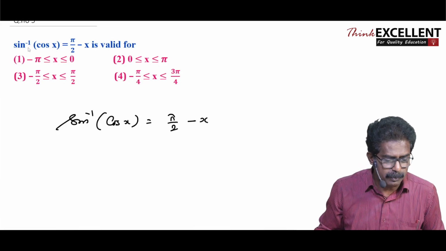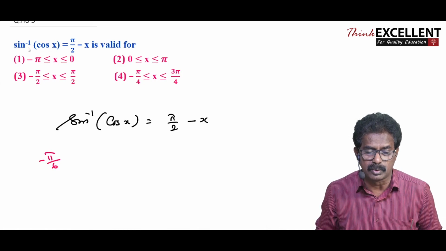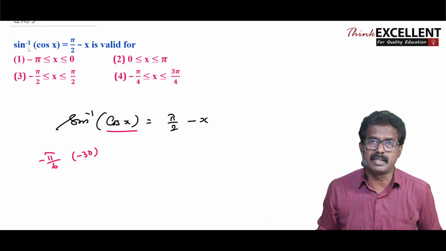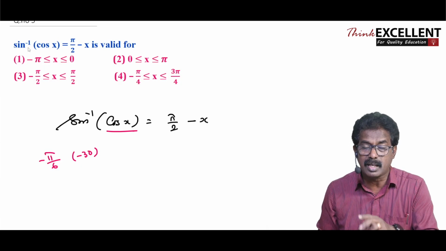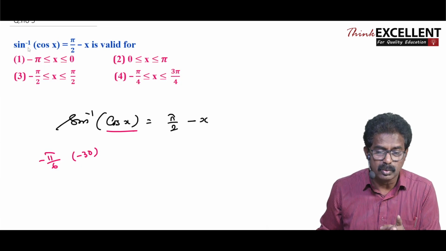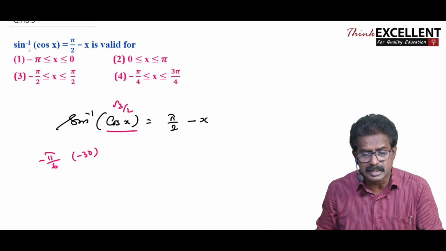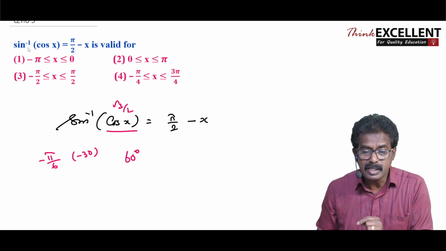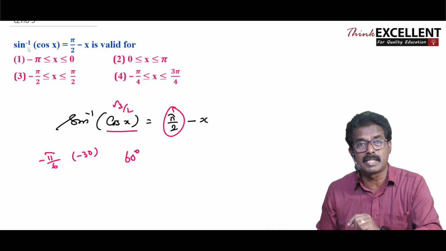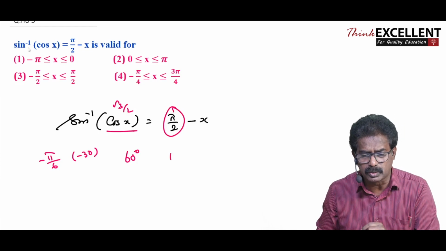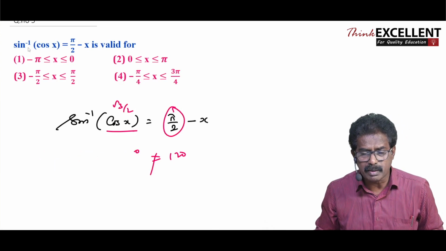For example, suppose I substitute minus pi by 6, that is minus 30. What is cos of minus theta? Cos theta. If I give minus 30, cos of minus 30 is cos 30, right? What is cos 30? Root 3 by 2. So this will become root 3 by 2. Then sine inverse of root 3 by 2, your answer is 60 degrees, correct? On the right side you substitute the same value, minus 30. This is 90 minus of minus 30. Minus becomes plus, so 90 plus 30 is 120. So they are not equal, right? So negative values won't satisfy this. So it is valid only for positive values.